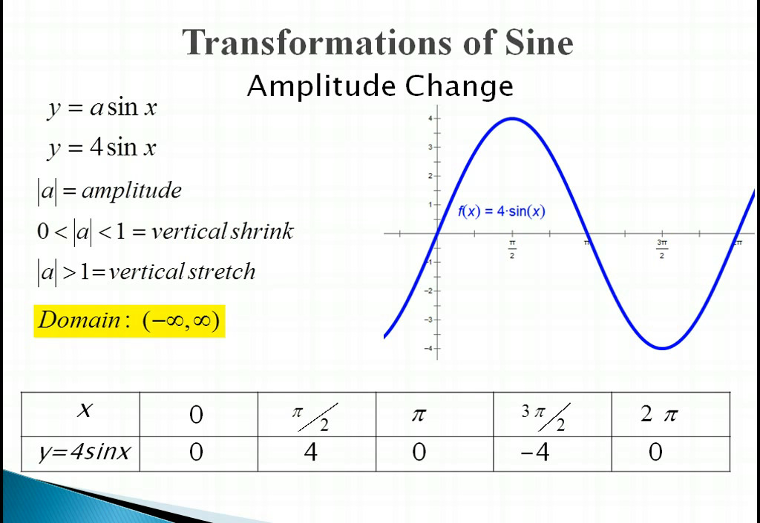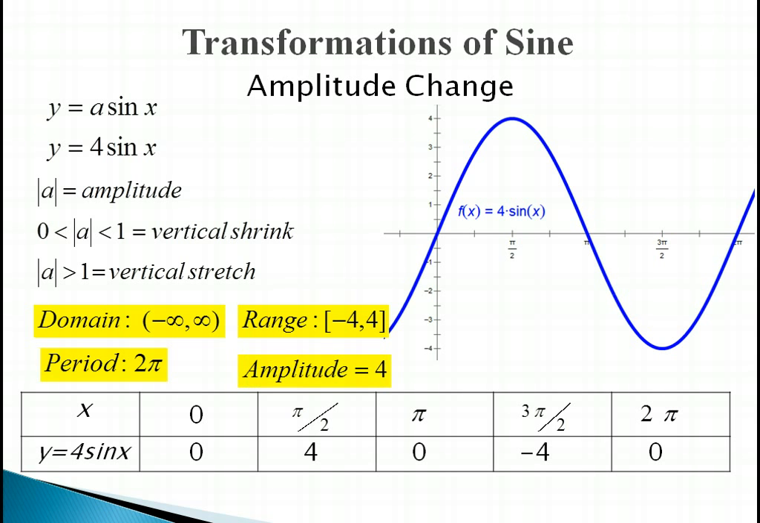Anytime the coefficient of the sine of x is greater than 1, you're going to have a vertical stretch. If the absolute value of that coefficient is between 0 and 1, it's going to shrink your graph down toward the x-axis. Now our domain is still the same as it always has been. We still can plug in any numbers that we want. But our range is a little different because we're going from the lowest point at -4 to the highest point at +4 this time. Our period is still pi, and our amplitude is 4.